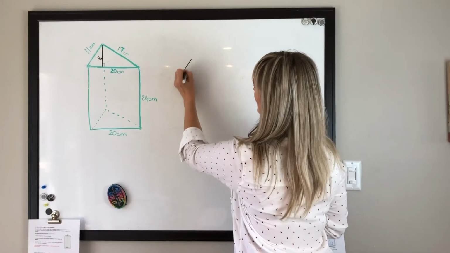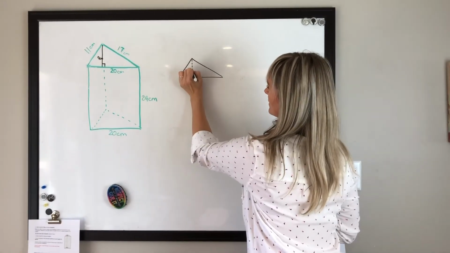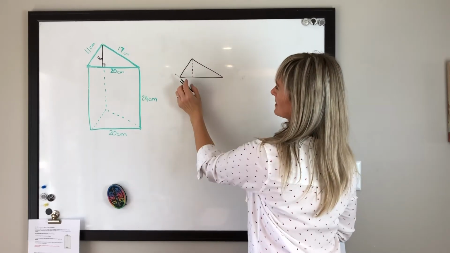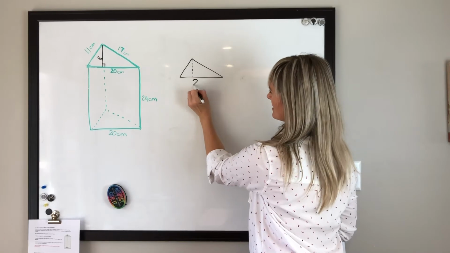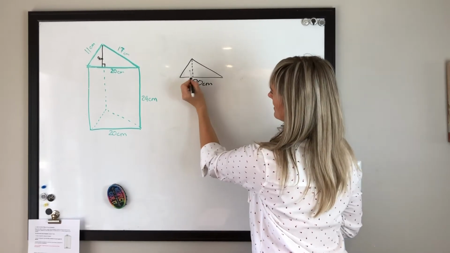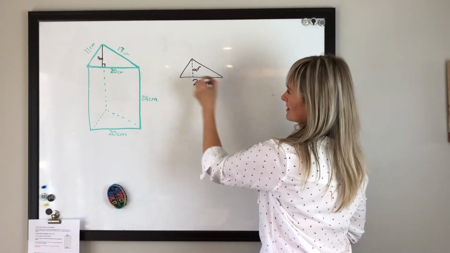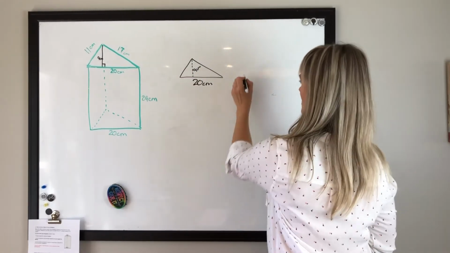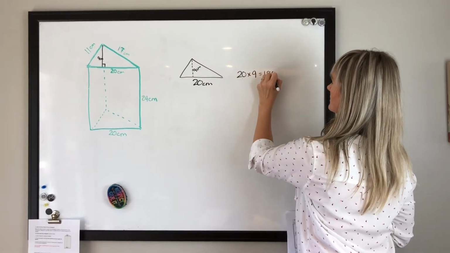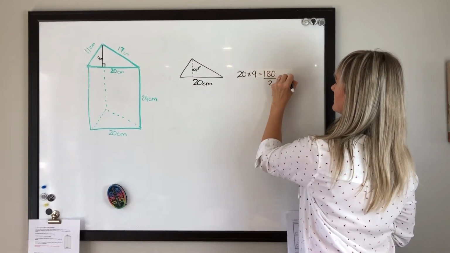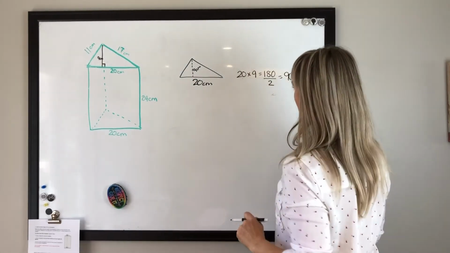But let's take them out of the shape and let's have a look. What do we know? Well, it doesn't matter right now that that's 11 and that's 17. What we need is the base and the height. So base times height divided by 2, that is our area of this triangle.